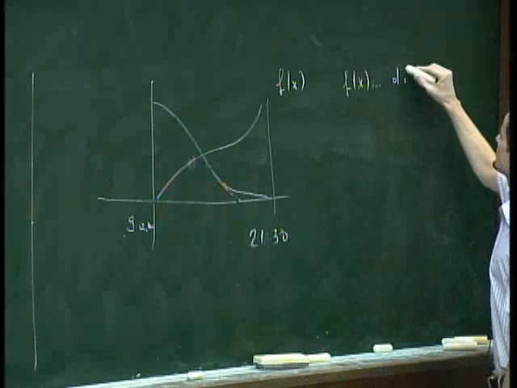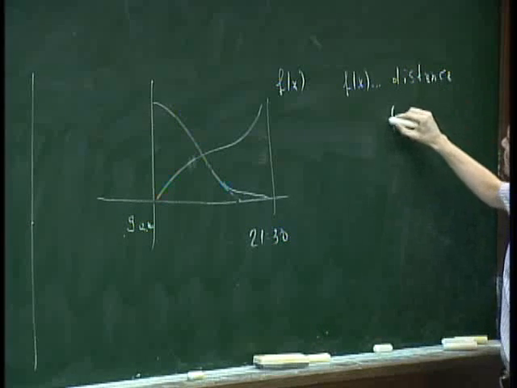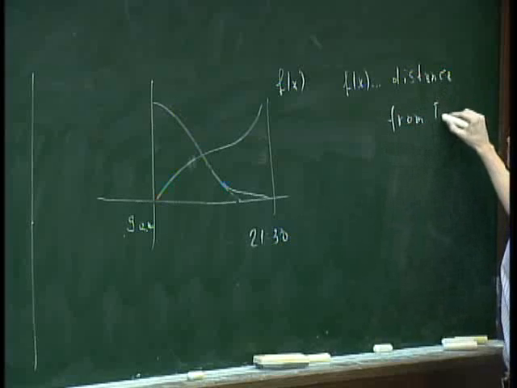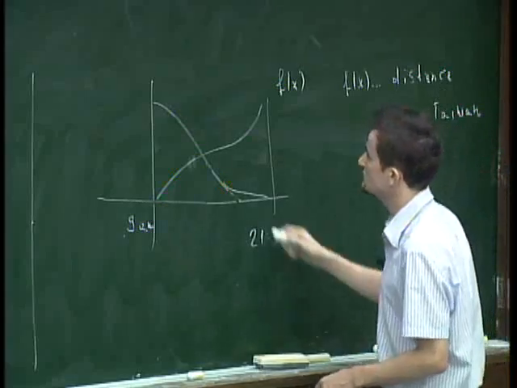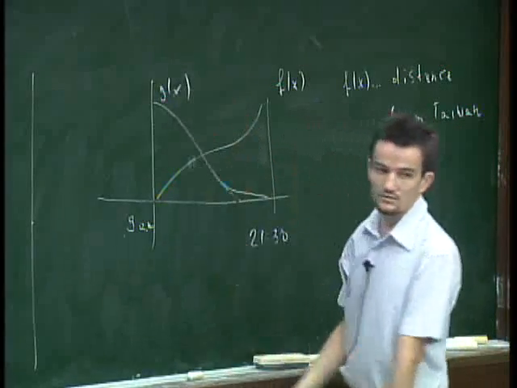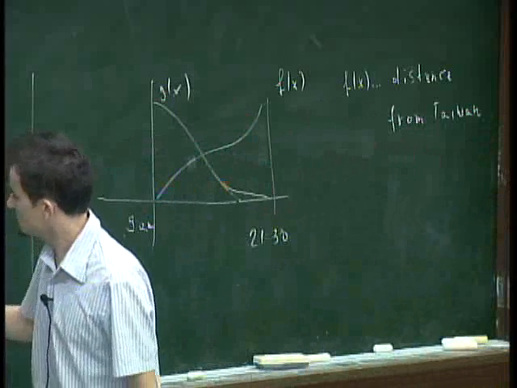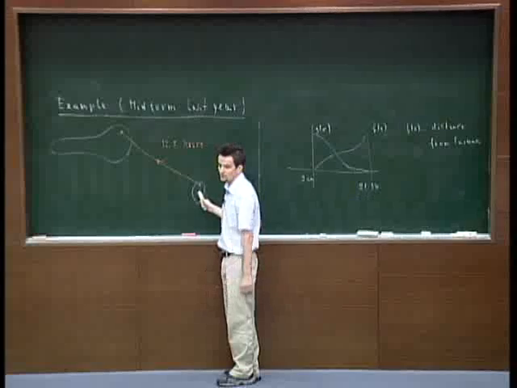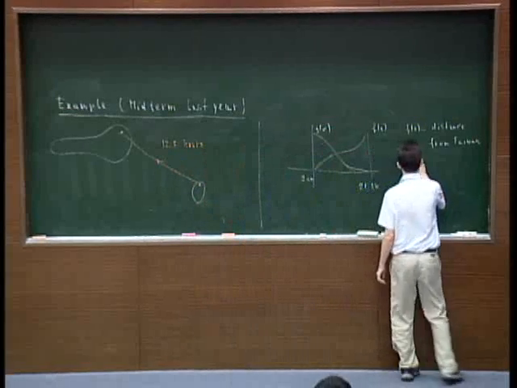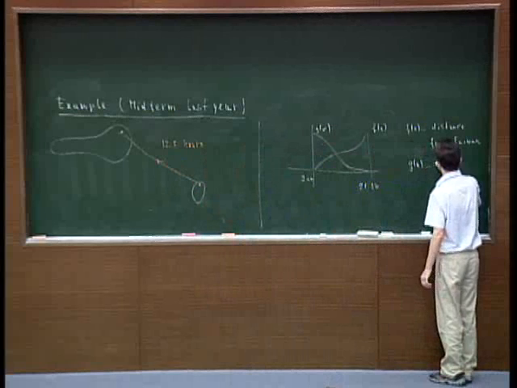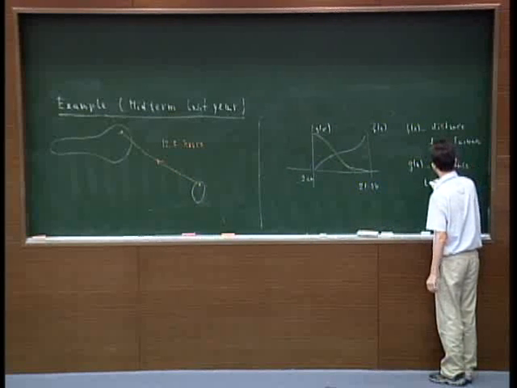the distance from Taiwan, because you are leaving Taiwan. And you have another function, g of x, which is now the other direction. But in the other direction, of course, the important point is always Taiwan. So it's the distance to Taiwan. So g of x is the distance to Taiwan.